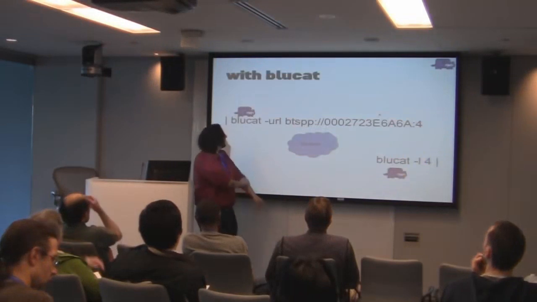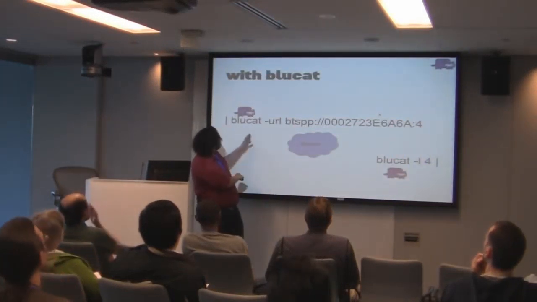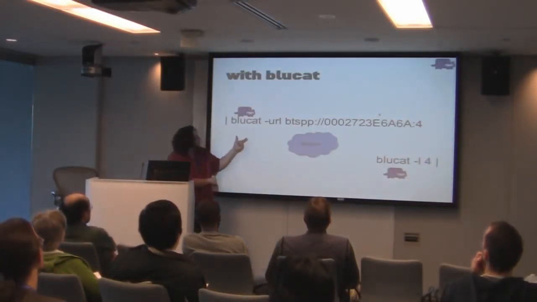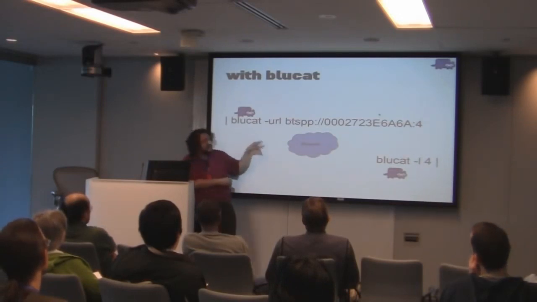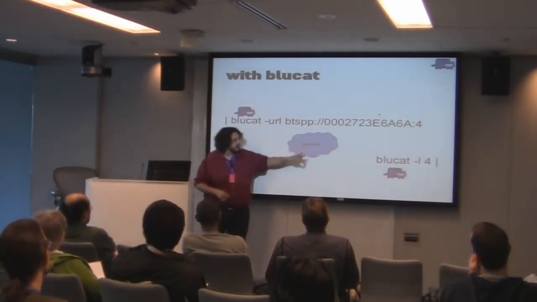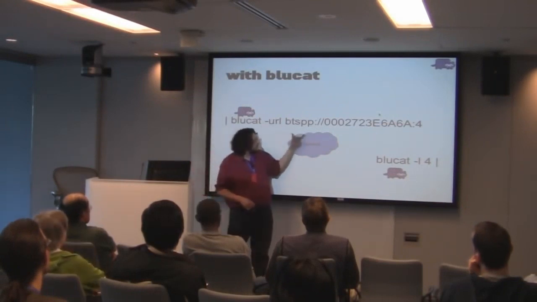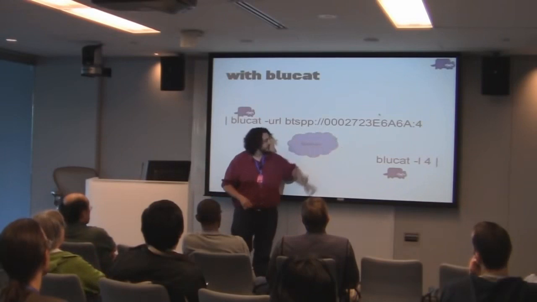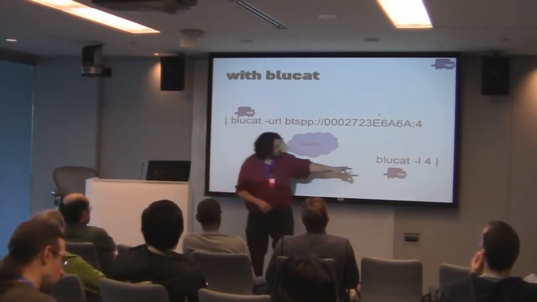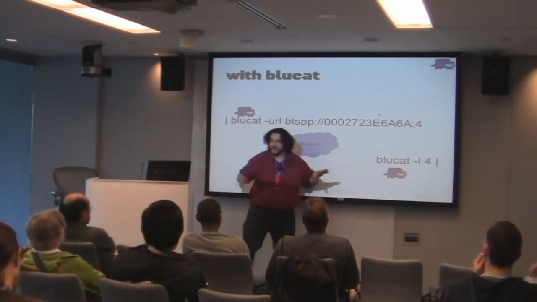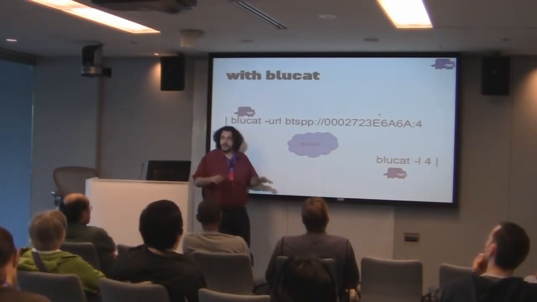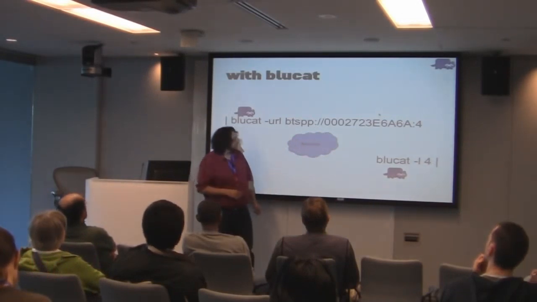Okay, so screenshots out of order. With Bluecat, we specify some URL, or URI, or whatever you want to call it. It's a protocol, MAC address, and channel, right? And that's going to go to Bluecat listening on some of this stuff. So this kind of mimics the way you'd use Netcat for these things, right?